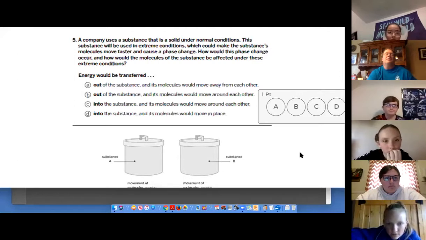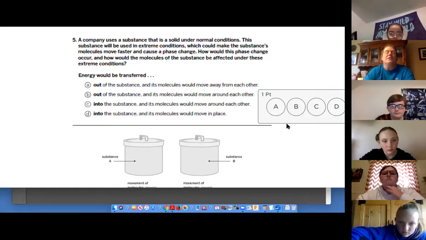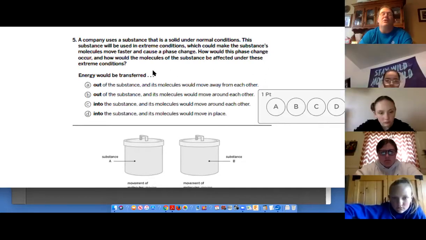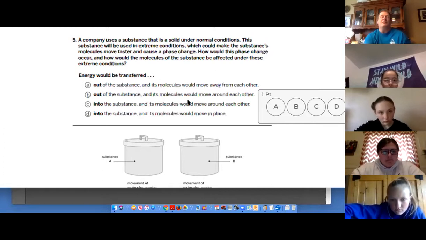Okay, number 5, a company uses a substance that is solid under normal conditions. The substance will be used in extreme conditions, which could make the substance's molecules move faster and cause a phase change. How would this phase change occur, and how would the molecules of the substance be affected under the extreme temperatures? So energy would be transferred out of the substance and its molecules would move away, out of the substance and its molecules would move around each other. Energy would be transferred into the substance and its molecules would move around each other, or into the substance and its molecules would move in place.